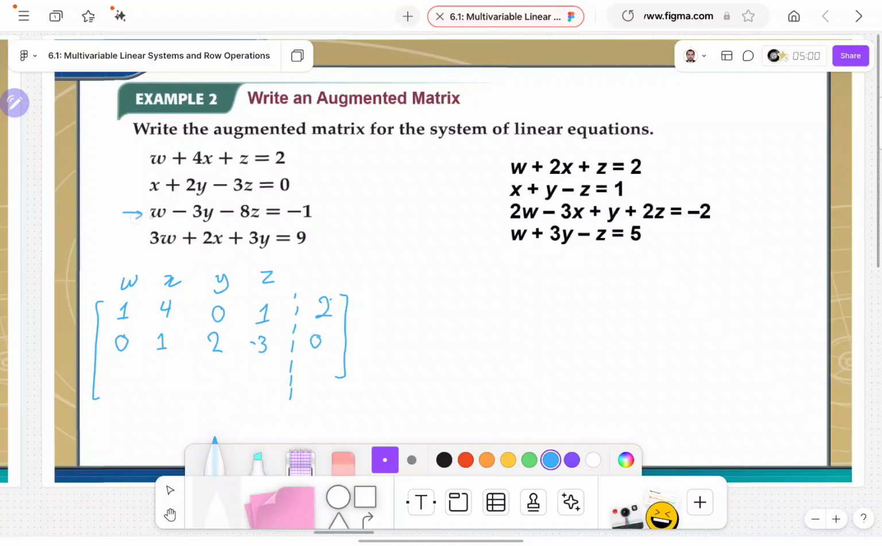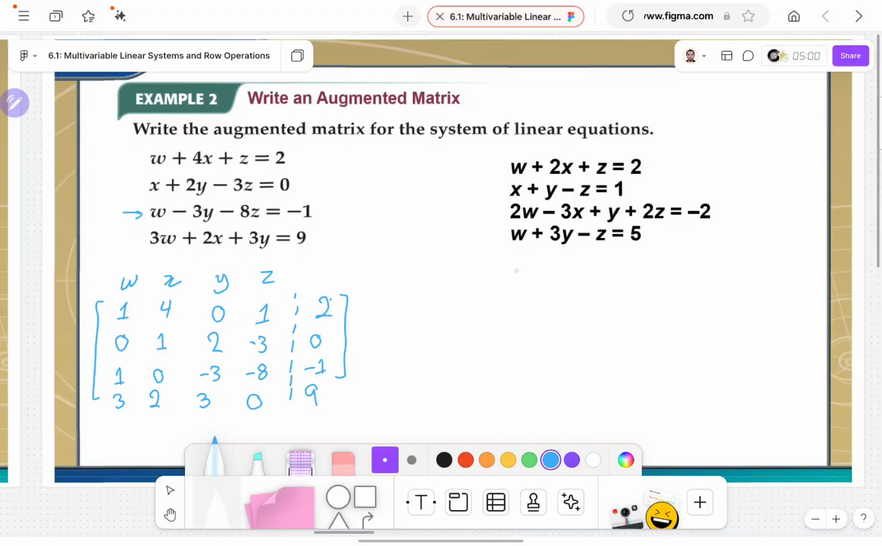Now in the third equation, do I have w? Yes, it's 1. Do I have x? No, x is 0. Do I have y? Yes, it's negative 3. Do I have z? Yes, it's negative 8. Then negative 1. The last row is 3, then I have x2, then I have 3y, then I have 0z, then I have 9. So this is my augmented matrix.